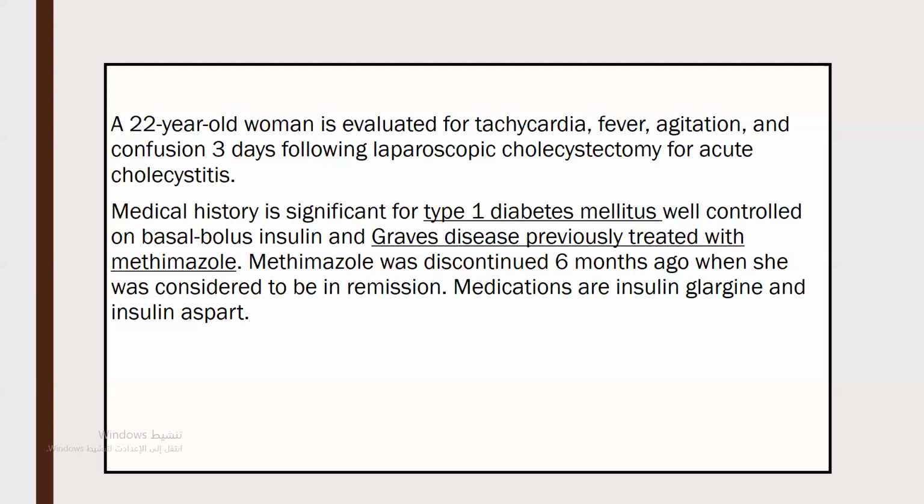We have a 22-year-old female evaluated for tachycardia, fever, agitation, and confusion for the last 3 days after she underwent laparoscopic cholecystectomy for acute cholecystitis. Her medical history is significant for type 1 diabetes mellitus, well controlled on basal bolus insulin, and Graves' disease previously treated with methimazole. Methimazole was discontinued 6 months ago when she was considered to be in remission. Medications are insulin glargine and insulin aspart.